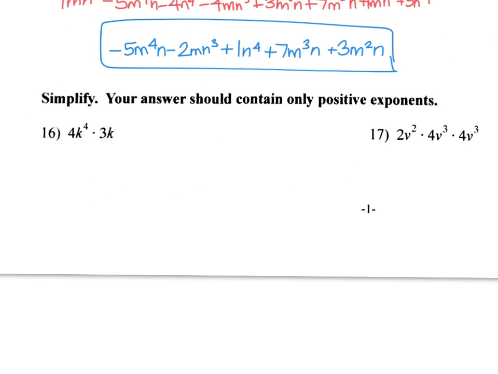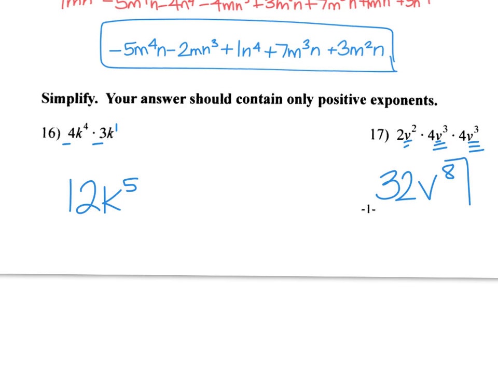All right, last part's pretty simple. Multiply our numbers. Remember, when we multiply, the exponents change. So I've got 12k to the fifth because there's 4 and then one more. 2 times 4 is 8 times 4 is 32. V to the 1, 2, 3, 4, 5, 6, 7, 8. V to the 8th.